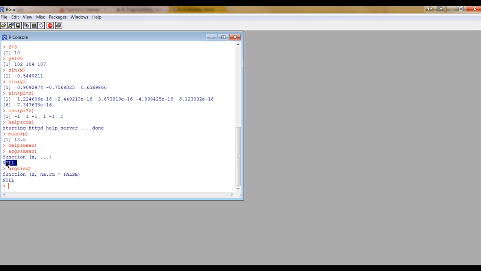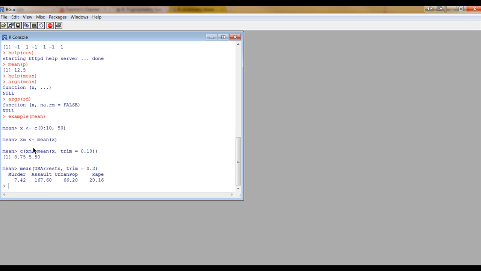The null we can usually ignore, supposedly. That's not so useful, is it? Okay, there's another thing, and sometimes they'll give examples of how to use these, so you can do that. You can try example mean. Let's see what happens there.